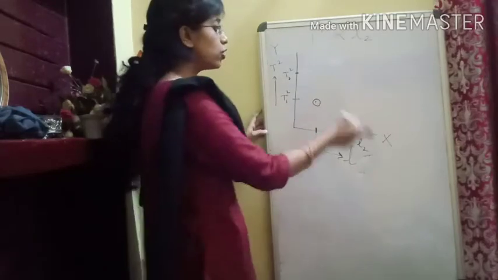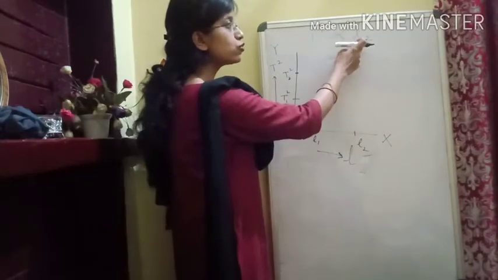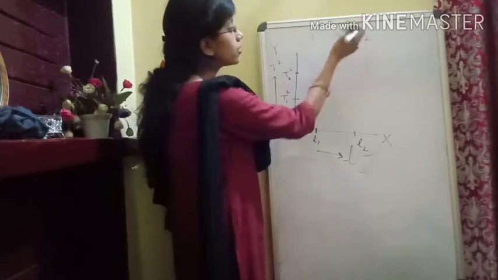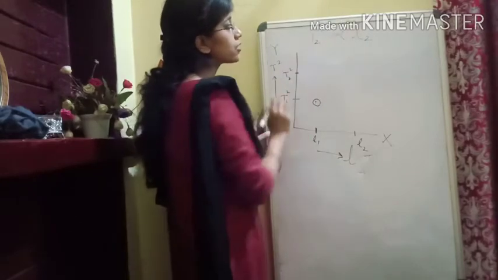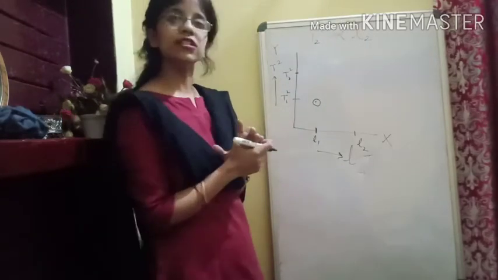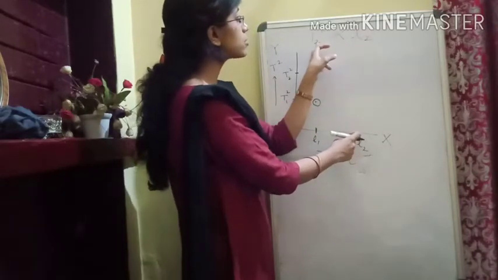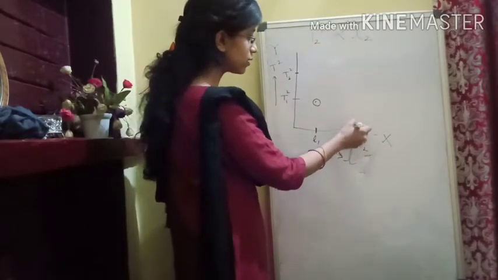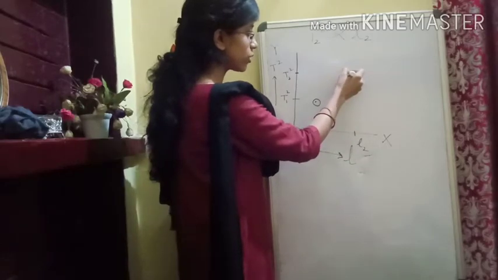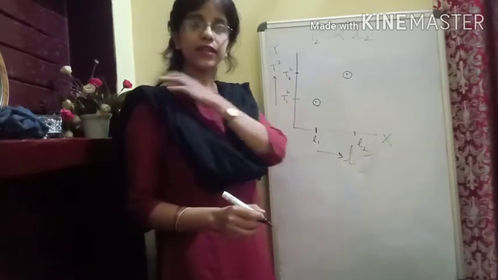Now when we are changing L2, since time depends on the length, it will also change. Say it is now becoming T2 square. That means when the length is L2, the time is T2 square. So here comes our second point.